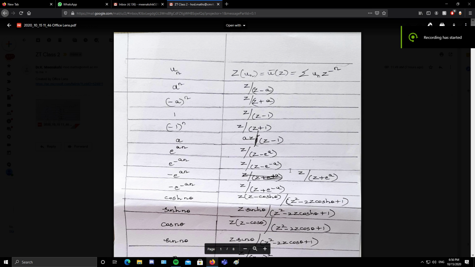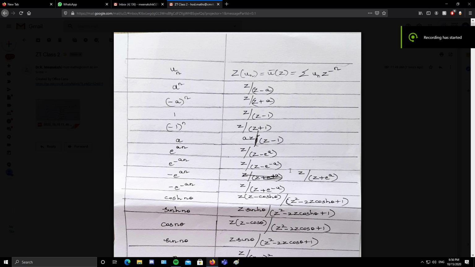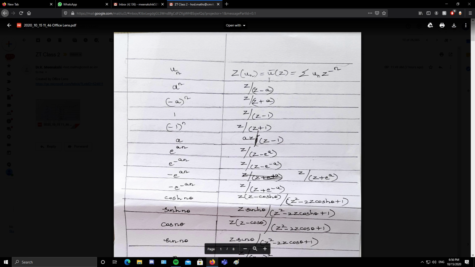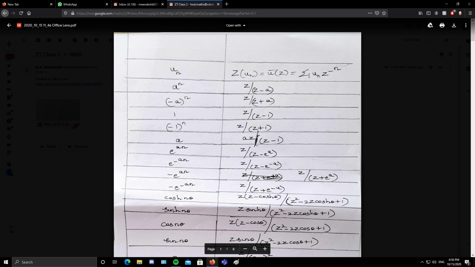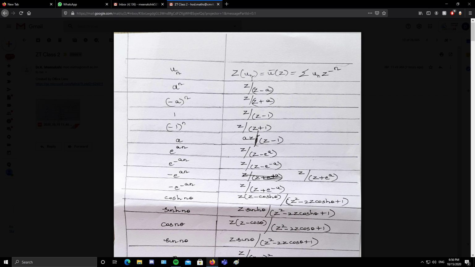So last class I discussed the definition of Z transform. So Z transform of Un is defined as summation Un z bar minus n, where n varies from 0 to infinity. Even if you don't write the limits of summation, it is understood that n varies from 0 to infinity. So there are two notations for any transform. Here you have one notation with respect to Un, that is Z of Un, and the other notation with respect to the kernel z, that is u bar of z. So Z of Un or u bar of z is defined as summation Un z bar minus n.